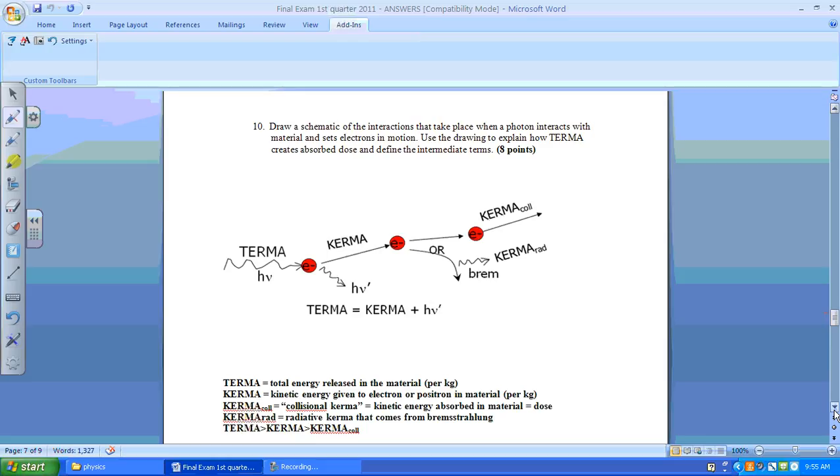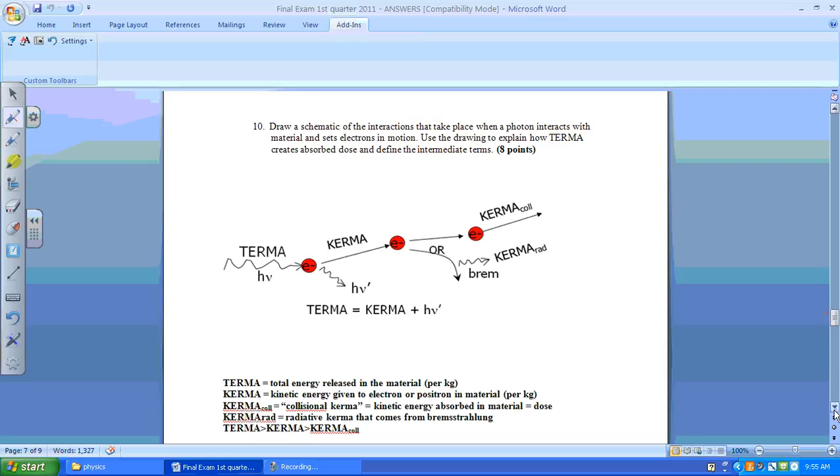So terma is equal to total energy release in the material. So the terma is the energy released by the photon in the material with the first interaction. Kerma is the kinetic energy given to the electron or positron in the material. Okay, so kerma is after this first interaction, some gets scattered away, and kerma is the energy that this electron takes. This is an important factor because this might scatter outside the patient.